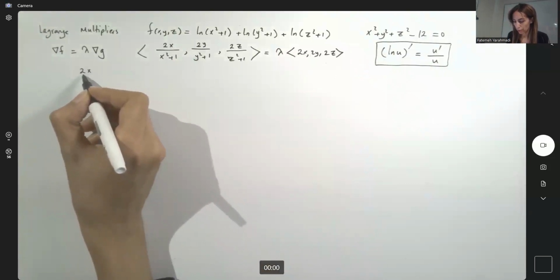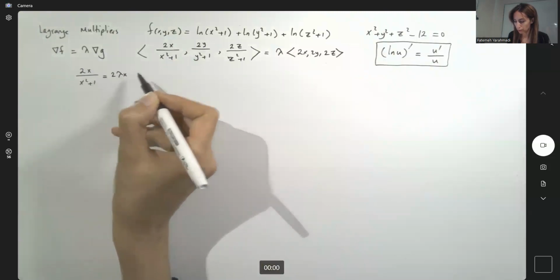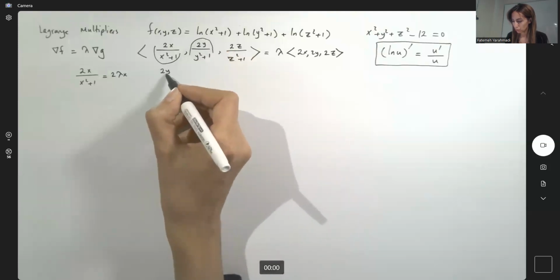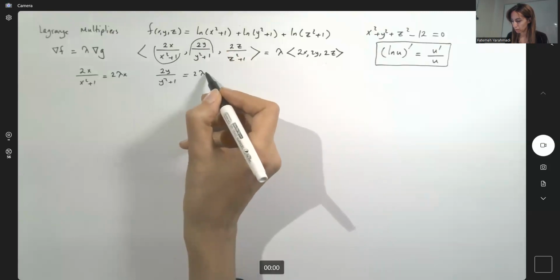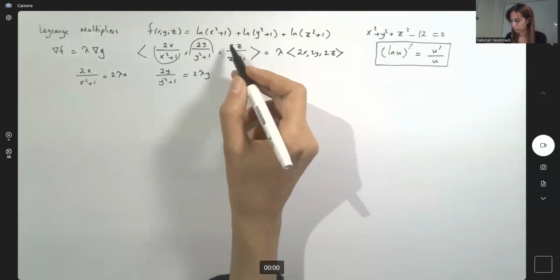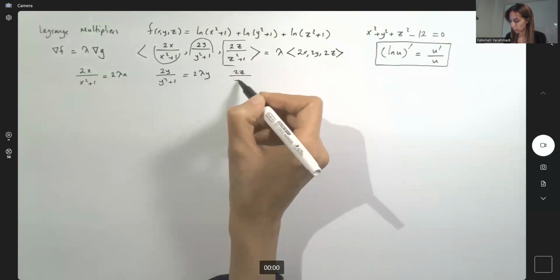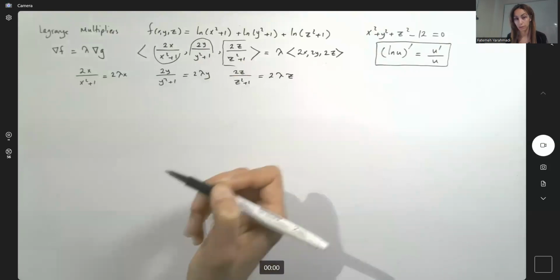You have 2x over x squared plus 1 equals 2 lambda x, the very first fraction, and the second fraction, 2y divided by y squared plus 1 equals 2 lambda y, and finally, the final fraction, which is 2z divided by z squared plus 1 equals 2 lambda z.